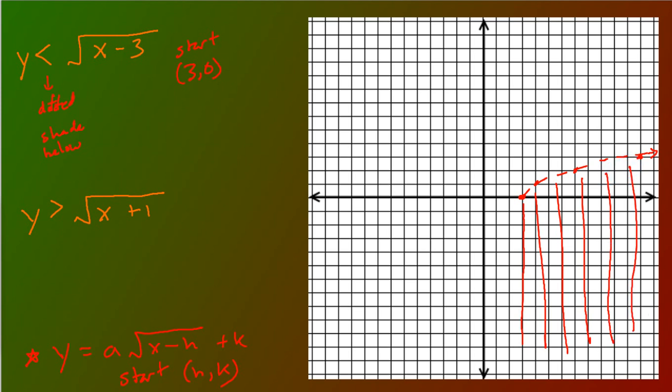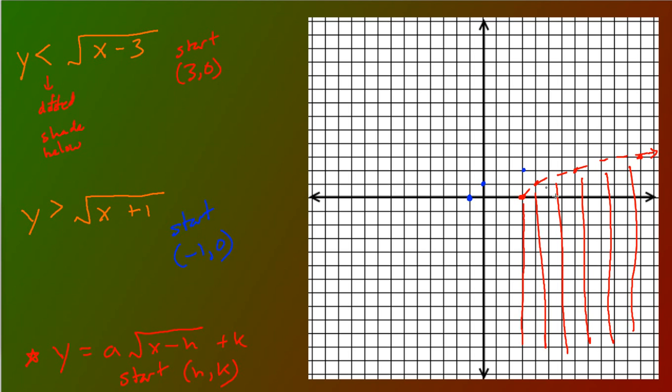I'll do this next one in blue. So what's my start point? Well, I'm going to start at -1, 0. And then I do the same things. Square root of 1, 1. Square root of 4, 1, 2, 3, 4 is 2, up 2.